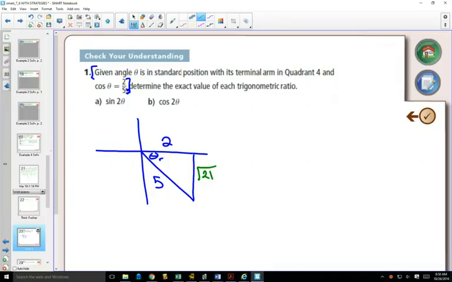Now in part A, we're asked to find sine 2 theta. In this case, we wouldn't solve it as a multi-revolution question because it's not sine 2 theta equals something solve, because that's what a multi-revolution question looks like. Instead, we could use our double angle identity. We know that sine 2 theta is equal to, and again, I want you to have these mostly memorized, 2 sine theta cos theta.